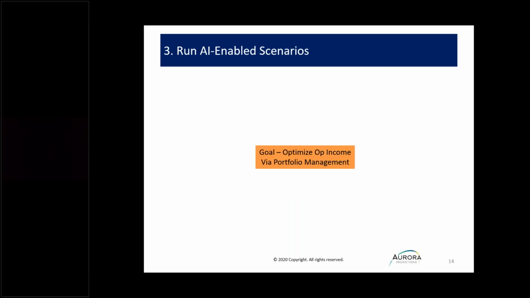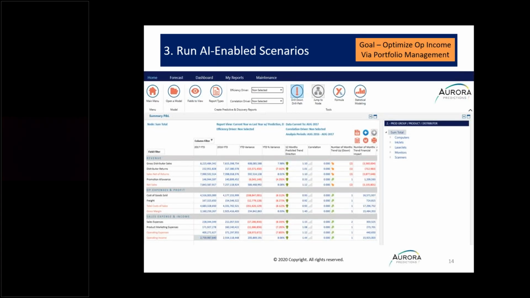Okay, first, we have a manufacturer of business and consumer electronics, and we want to optimize our operating income via portfolio management. So here's a screenshot of Aurora Lights, and I just want to give you an orientation just to be familiar.